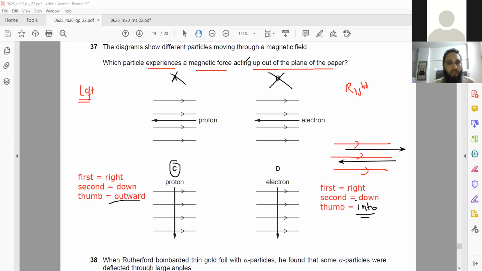So which direction will it experience? The question was, which particle experiences a magnetic force acting out of the plane of the paper? So which of them is acting out of the plane of the paper? In case of C, it is pointing out of the plane of the paper. This right hand grip rule is used to find the direction of the magnetic field due to a current carrying conductor. Is it clear?